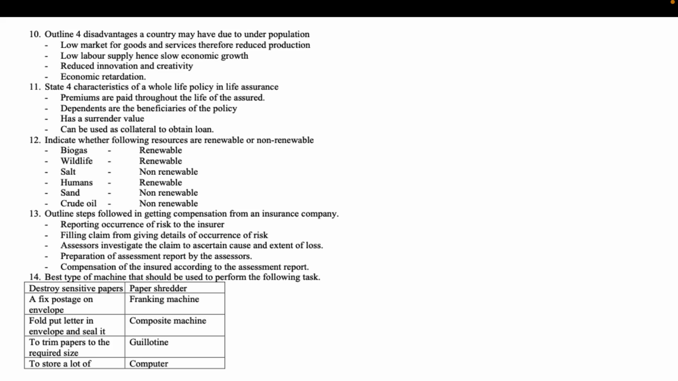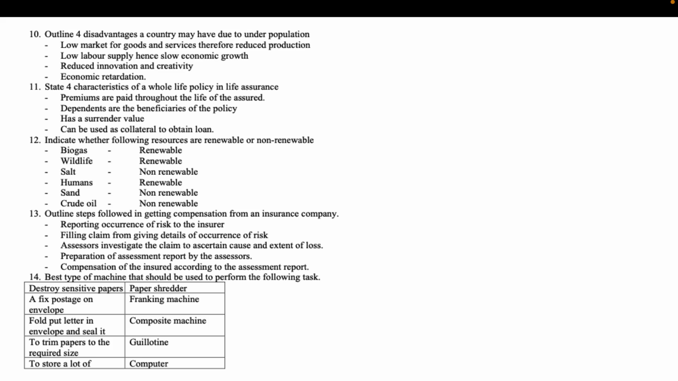Outline steps followed in getting compensation from an insurance company. Reporting occurrence of risk to the insurer. Filling claim form giving details of occurrence of risk. Assessors investigate the claim to ascertain cause and extent of loss. Preparation of assessment report by the assessors. Compensation of the insured according to the assessment report.